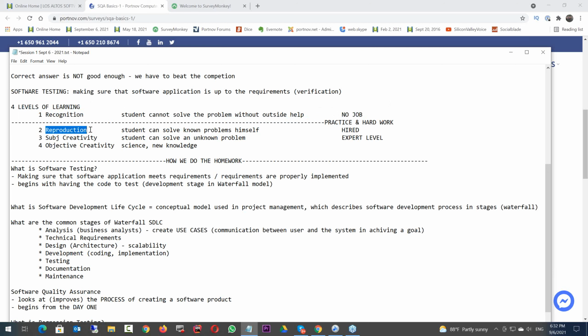Reproduction level means you can do it. You can solve a known problem yourself. So we did it in the class, and now you do it yourself. You can write a test case, you can write a bug report. That means you have a job, you are hired. There are 2 more levels. One level is subjective creativity. So you can solve a problem which you didn't solve before. It's kind of new to you. That is the expert level. It will come later on, guys.